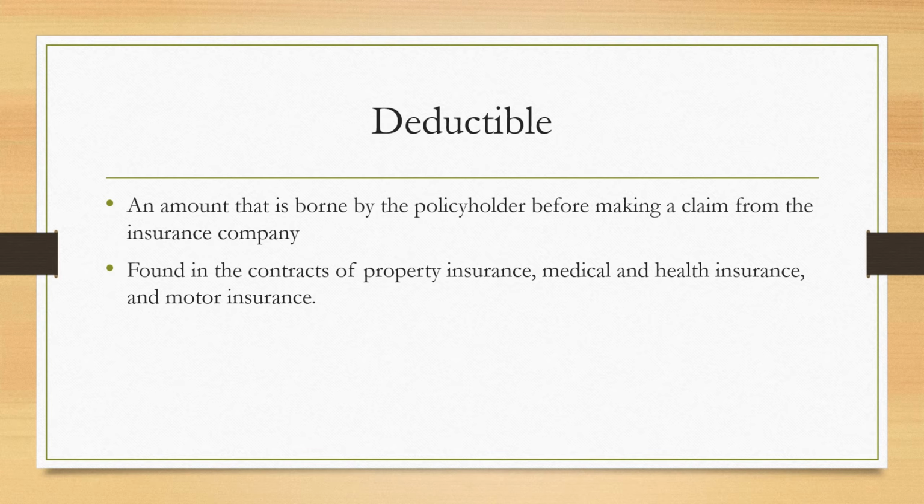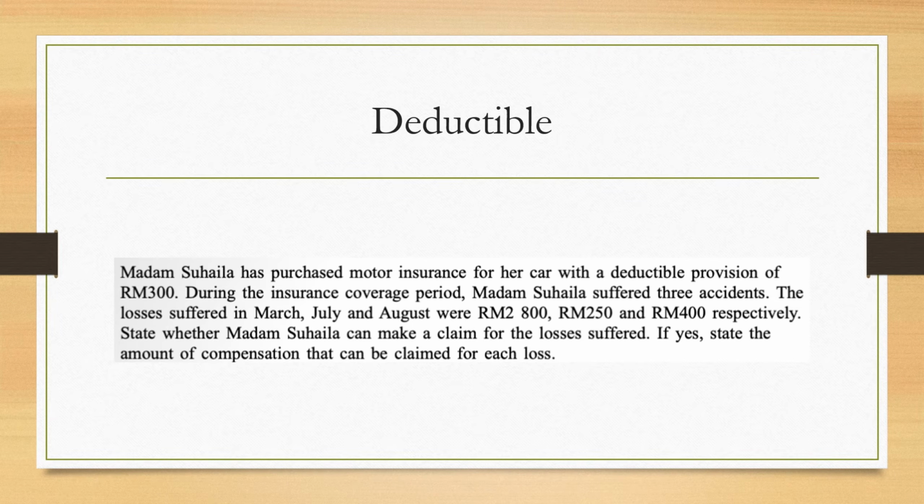Deductible is an amount that is borne by the policyholder before making a claim from the insurance company. What this actually means, we're going to explain in the question. It is found in the contract of property insurance, medical and health insurance, and motor insurance. Now, how do you calculate deductible questions? Questions will always give you the deductible value, and that's the deductible value you're going to use.